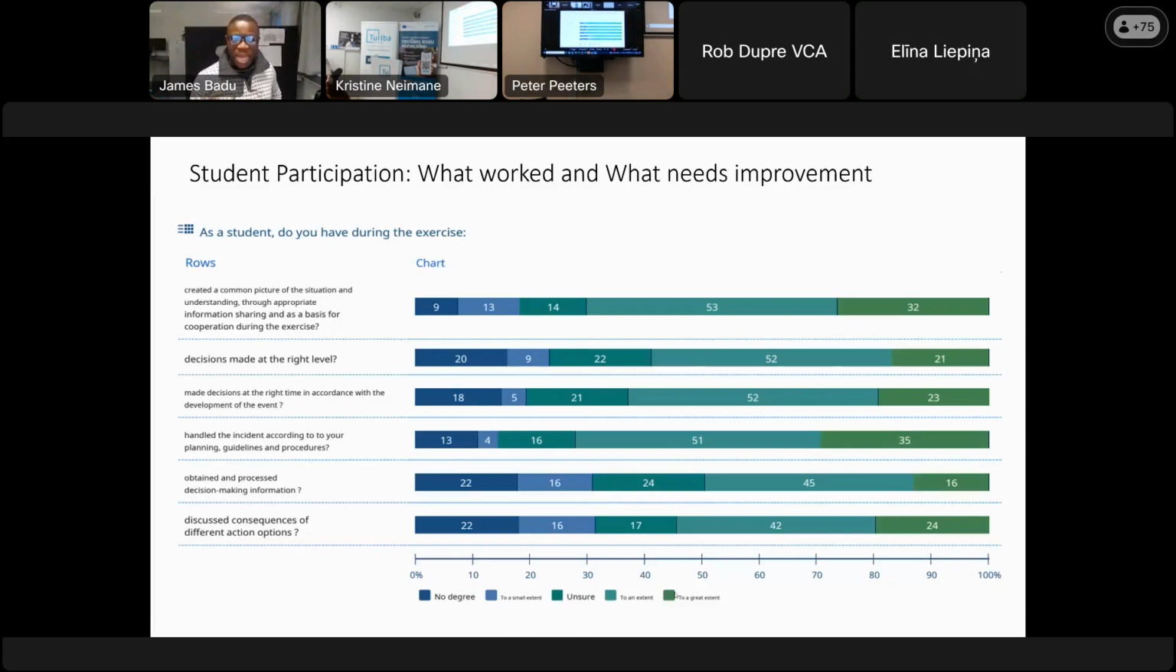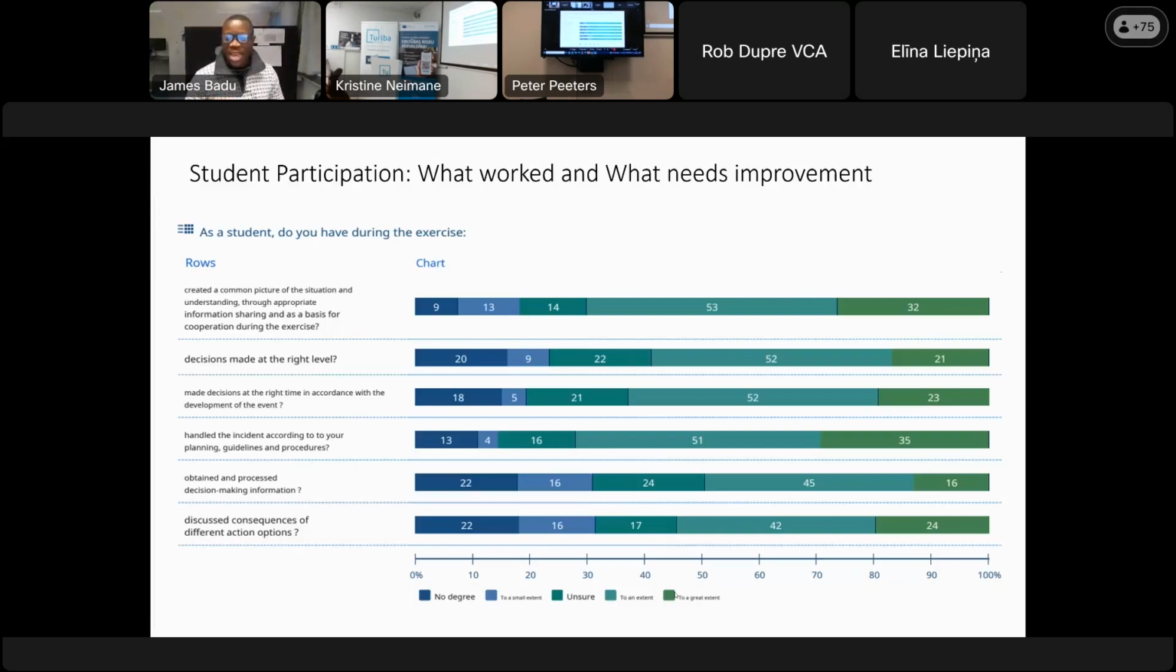So first we asked the students how the exercise was able to help them create a better situational awareness, especially understanding the information exchange. Of course, many of our students agree with it, but again, as an institution, we also think we need to do more, especially as 9 and 13 students think that they didn't kind of catch up with it.